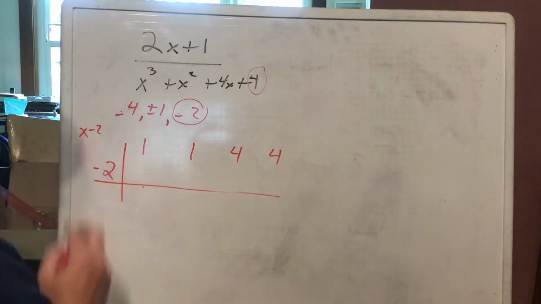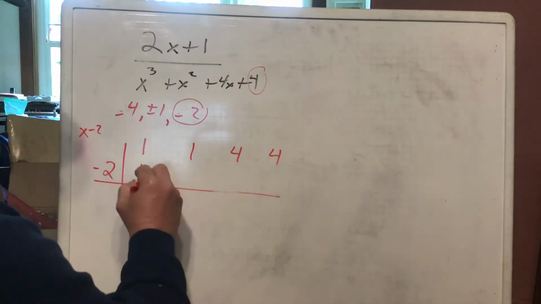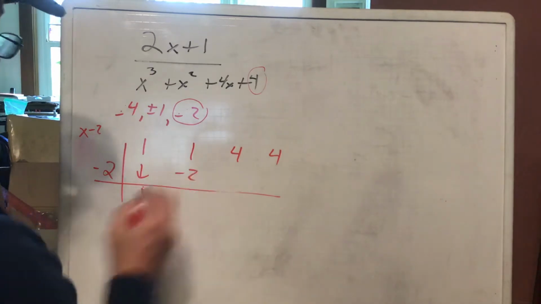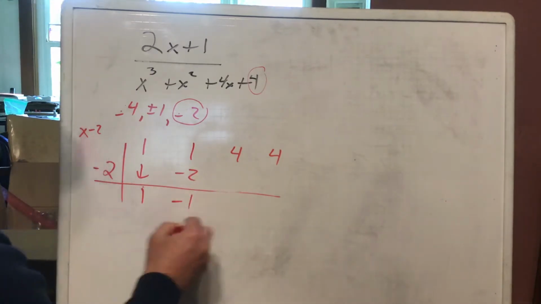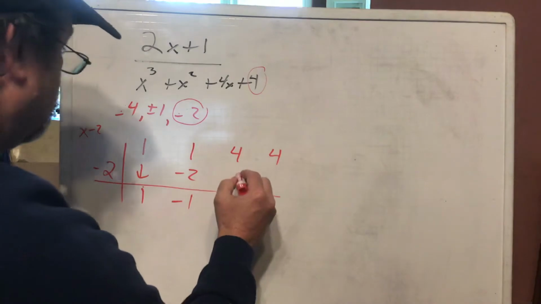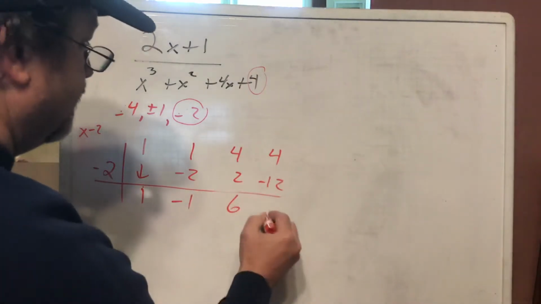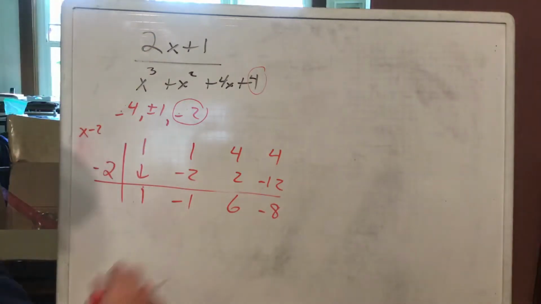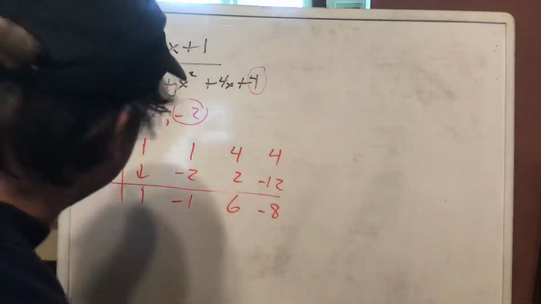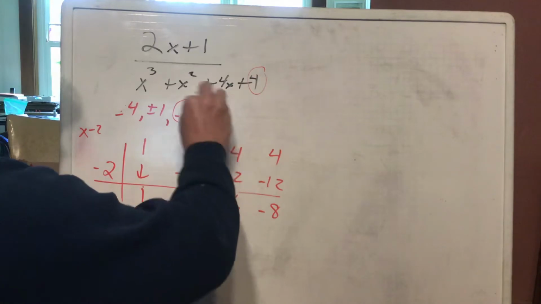and now I'm going to go with negative 2 and see what happens with that. I carry the 1 straight down. 1 times negative 2 is negative 2. I add these. Negative 1 times negative 2 is 2. I add these. 6 times negative 2 is negative 12. I add these. Okay. Again, negative 2 doesn't work. I know that because I didn't get a remainder of 0.